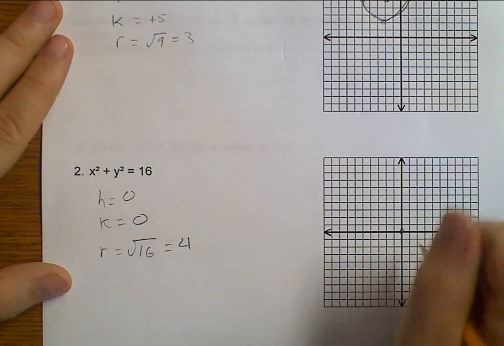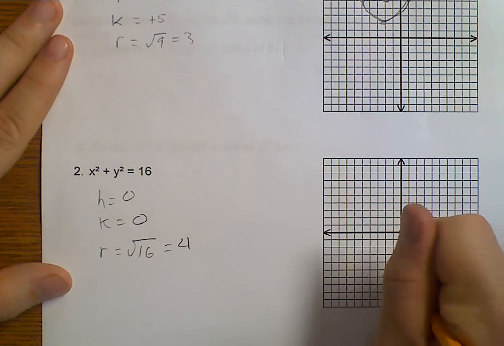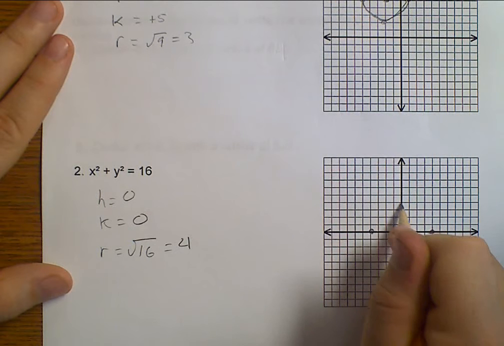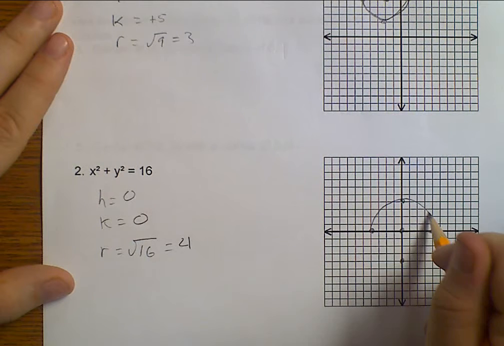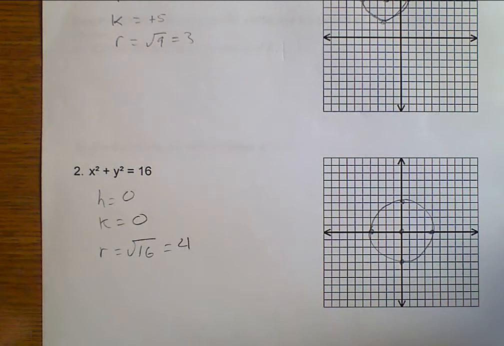1, 2, 3, 4 in each direction. And I draw my circle. That one looks a little bit better. And so circles are pretty easy. Let's go ahead and go to the next page.